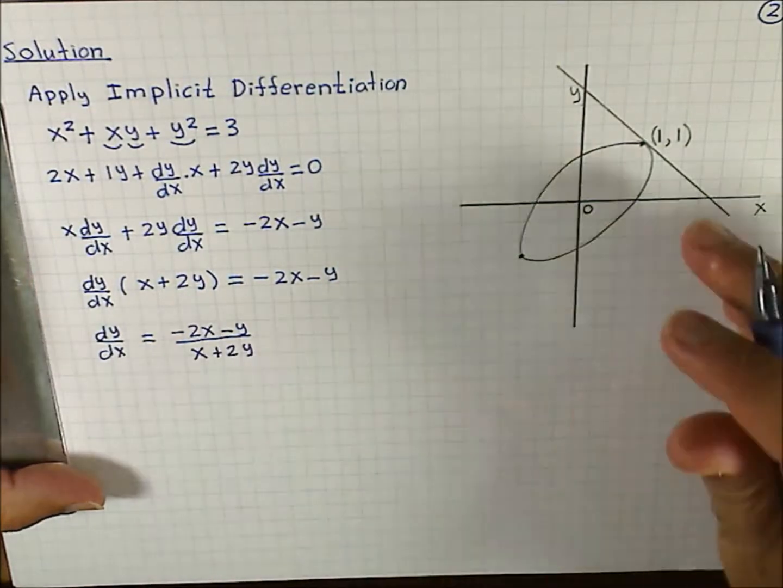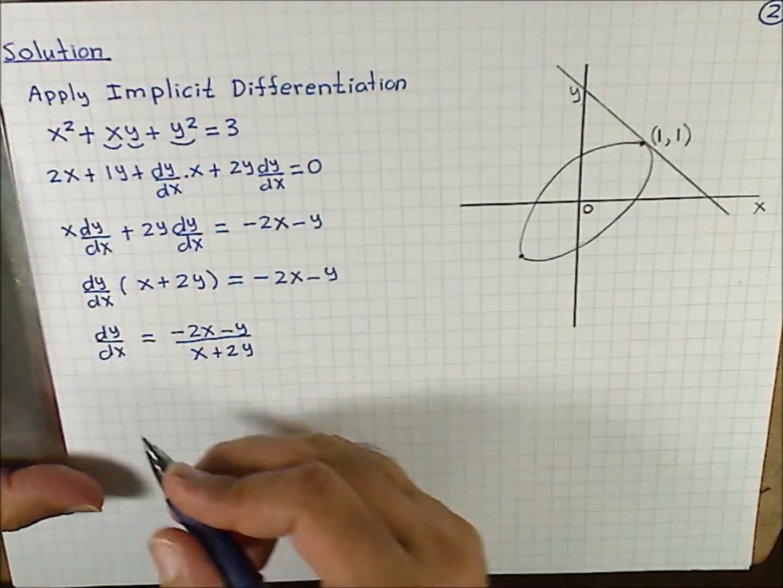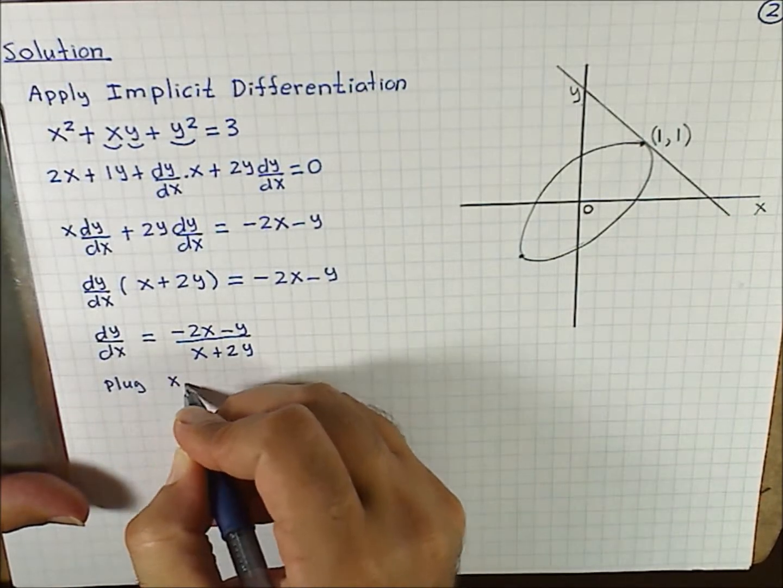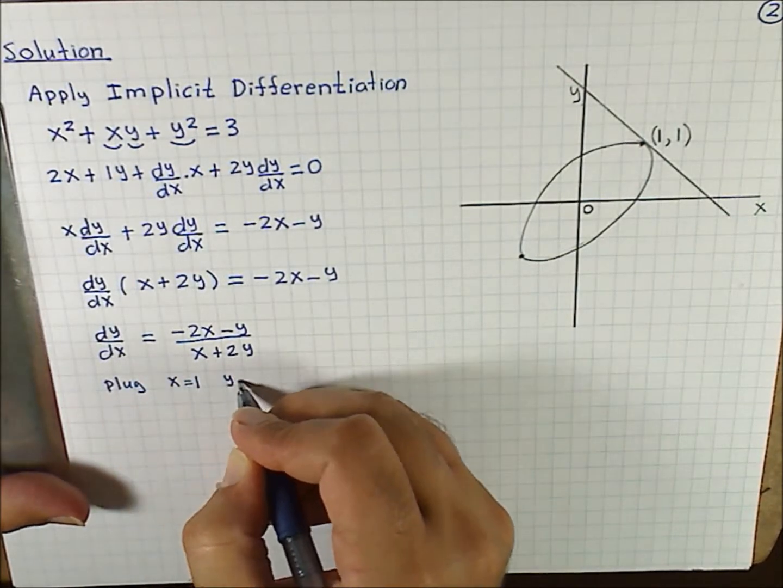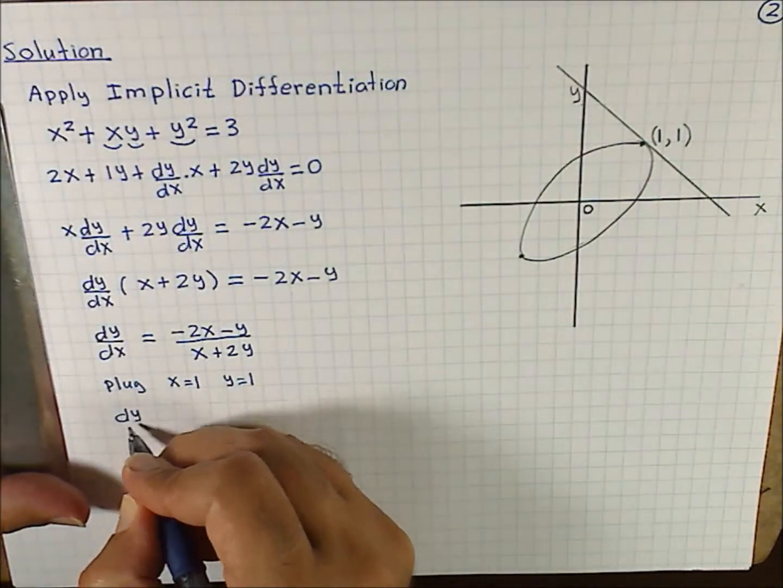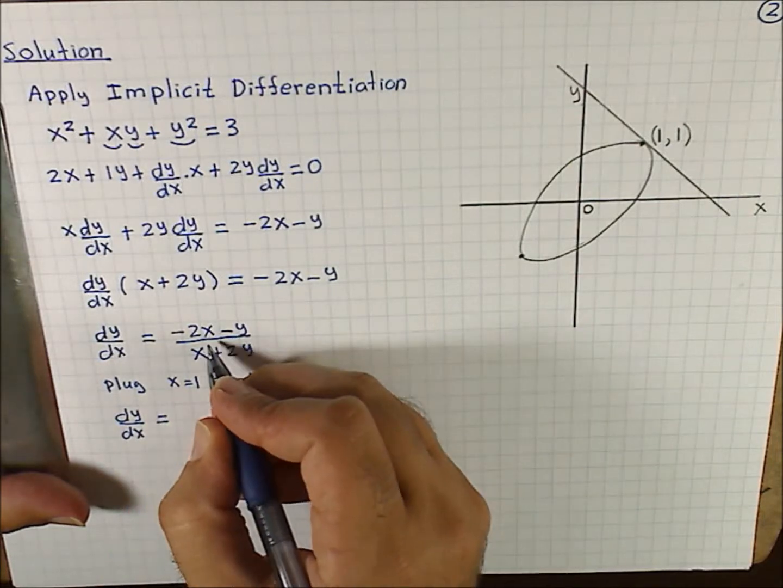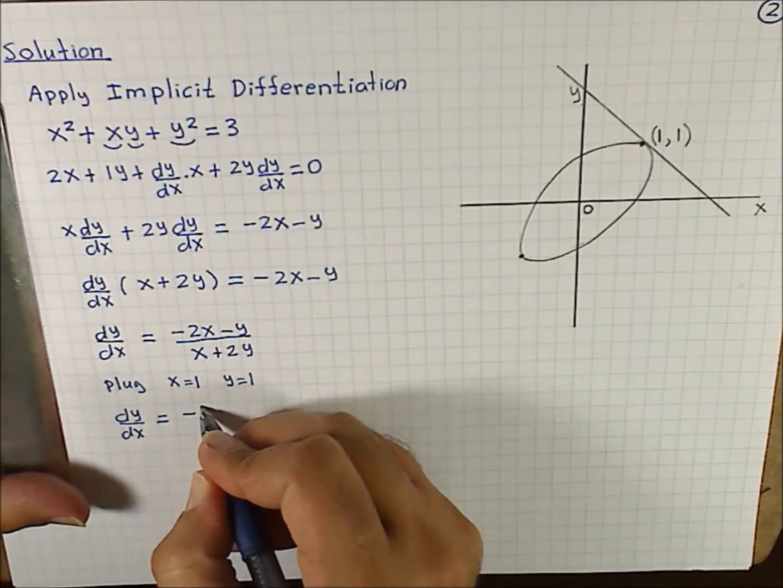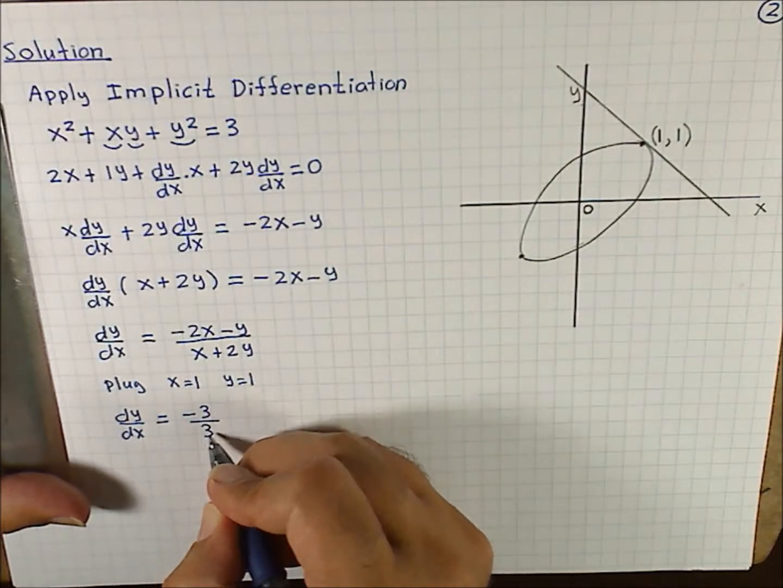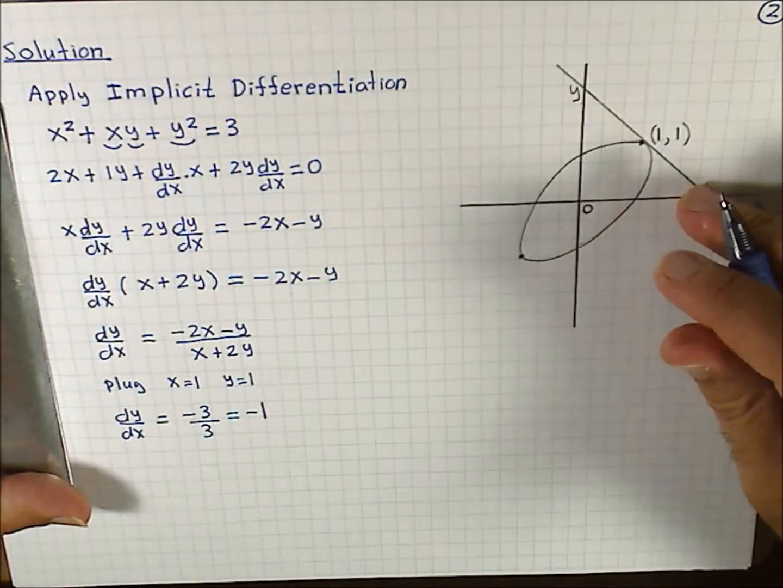Now let's first find the slope of the tangent line at (1, 1). So plug x equals 1, y equals 1 into the derivative. We get dy/dx is equal to minus 2 minus 1, that's minus 3, over 1 plus 2, that will be 3. That's negative 1. That's the slope of the tangent line.